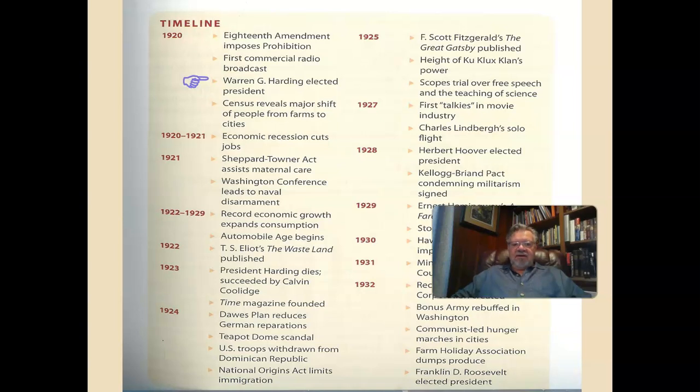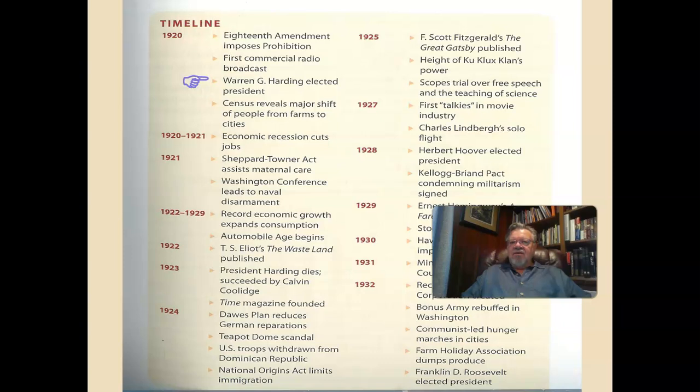Time magazine was founded. The Dawes Plan reduces German reparations. There was a scandal called the Teapot Dome. U.S. troops withdraw from the Dominican Republic. And the National Origins Act limits immigration. The perennial xenophobia of the United States. F. Scott Fitzgerald published The Great Gatsby. And the height of the Ku Klux Klan's power was 1925.